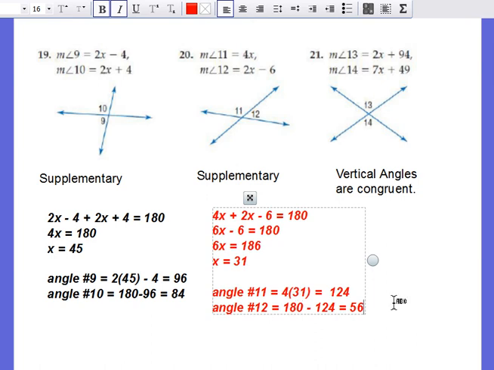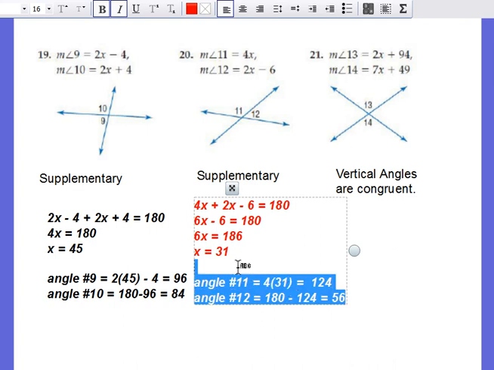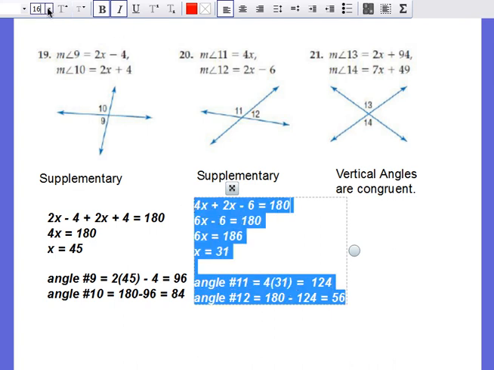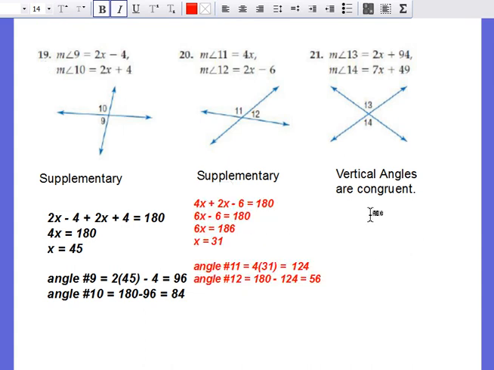Again, I'm missing the degree symbol. I shouldn't be putting angle. I should put the angle symbol and just put measure with it. And that should be good for that. All right. Let's make this a little bit smaller. That's fine. All right, now vertical angle is a little different.